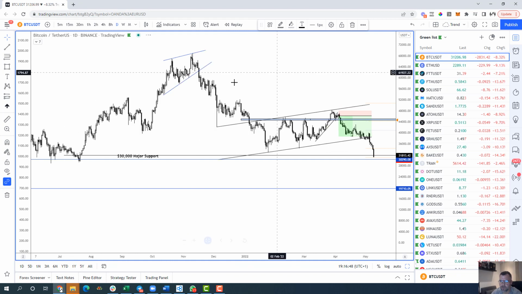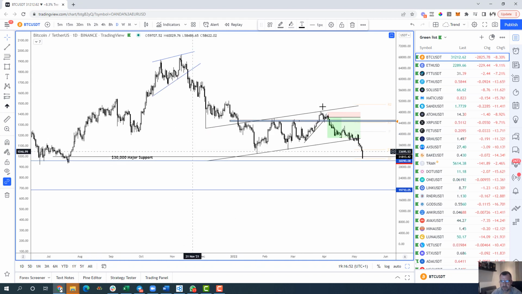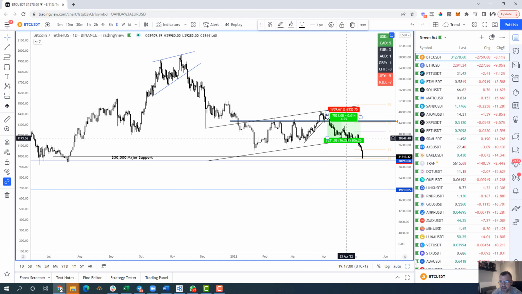So this was the trade we were looking at, 30,000 major support, and we highlighted this selling opportunity in and around this bear flag that had been formed, and we closed it out at 39,000, just above channel support or flag support.